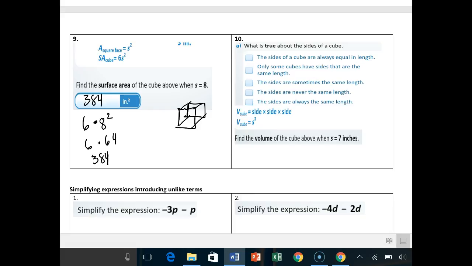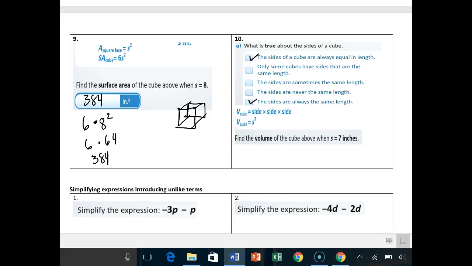Right? And number 10, what is true about the sides of the cube? Same thing with squares, right? A cube is made up of nothing but squares. The sides of a cube are always equal in length, and the sides are always the same length.